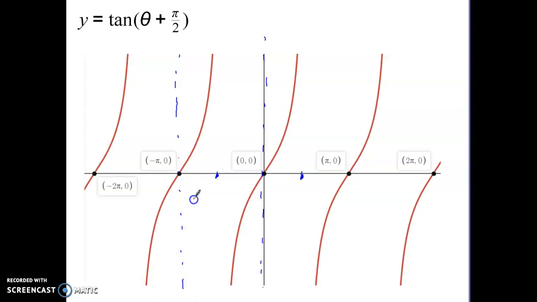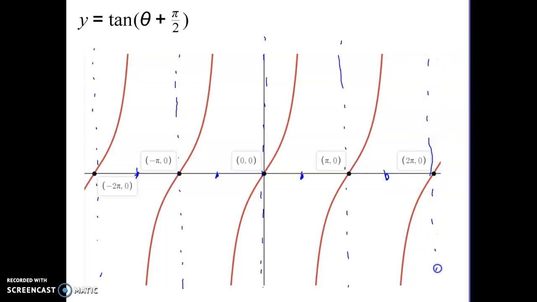I'm going to move this point pi over 2 units to the left. And I'm going to move the asymptote that was right here pi over 2 units to the left. And I'll keep doing that over here as well. I should have an asymptote right here, and a point, and an asymptote.